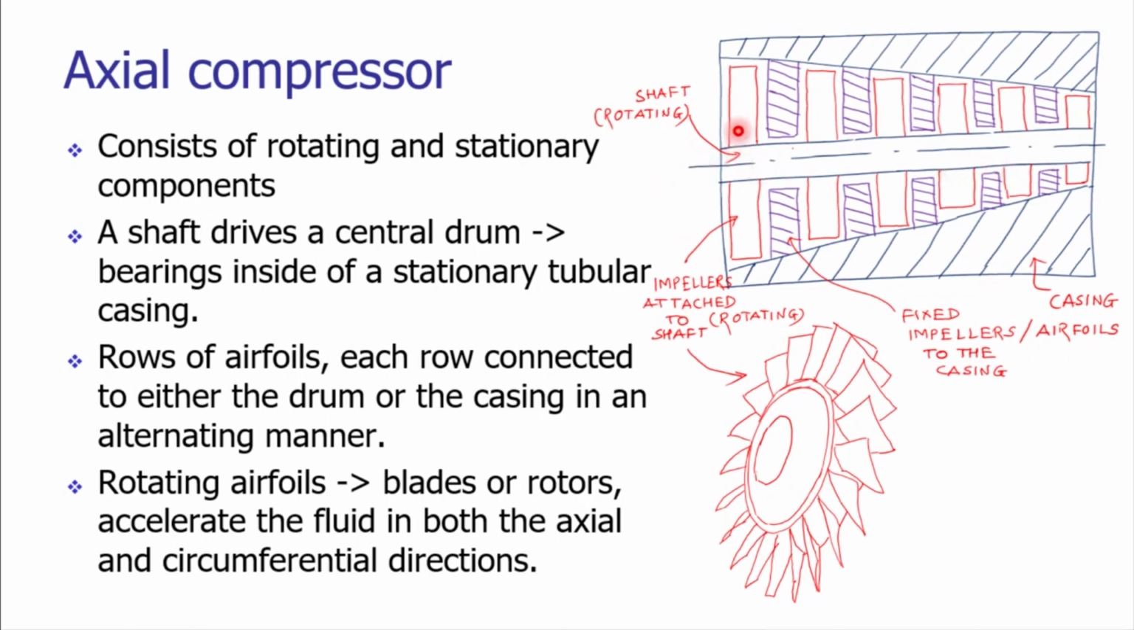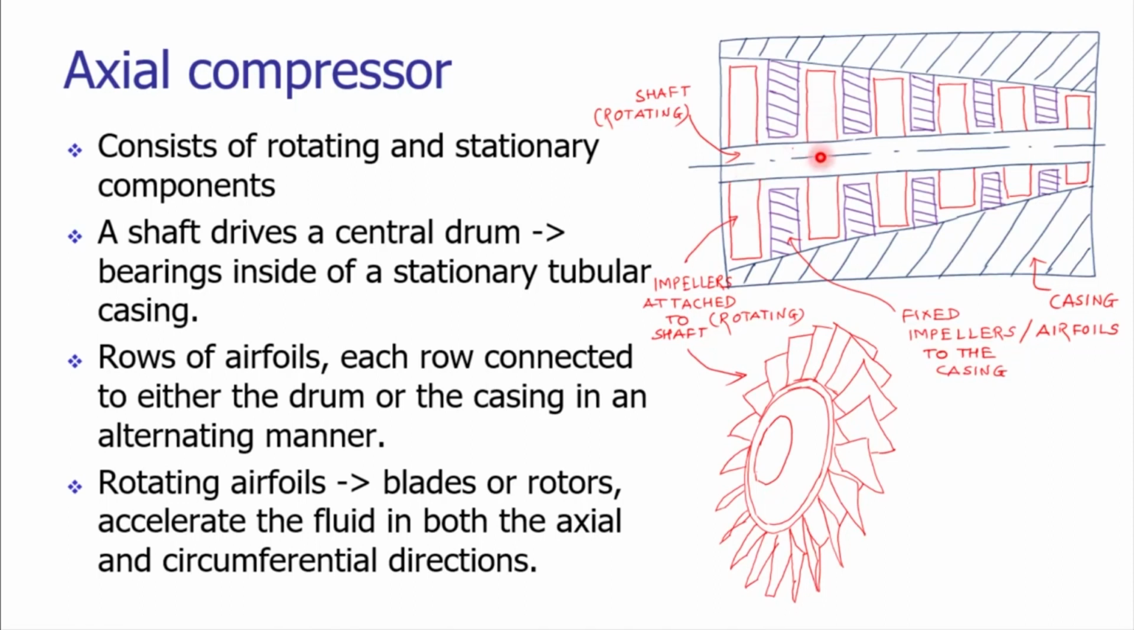The shaft has rows of airfoils. There are many rows of impellers or airfoils which are attached to the shaft. In between these airfoils, there are rows of airfoils as well which are fixed to the casing. On your screen you can see, this is the casing. It has the purple color fixed impellers which are housed in the casing, and the red color are the impellers or the airfoils which are connected to the shaft.